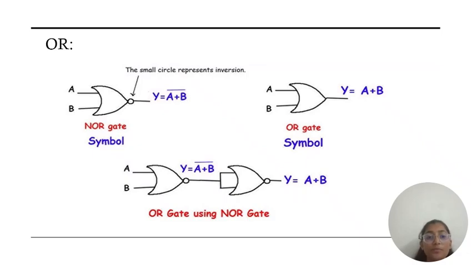On combining the both, we represent our OR gate as follows. For input A and B, the first NOR gate gives A plus B whole bar. And the A plus B whole bar is taken as input to the next NOR gate. We get our output as y equals A plus B.